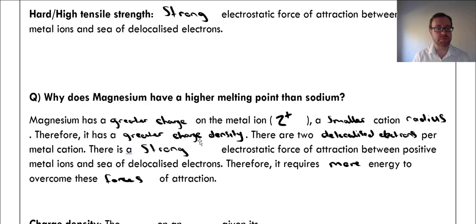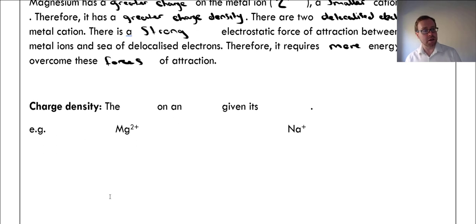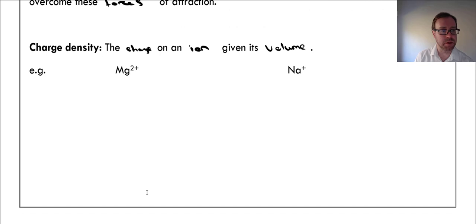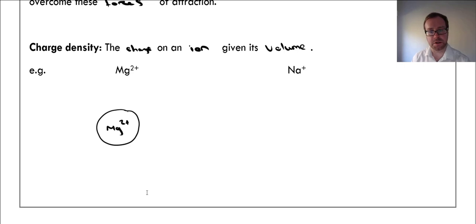Okay, but I use this phrase, charge density. So charge density means the charge on an ion, because we're talking about ions, so I should really put charge density of an ion, given its volume. For example, if I have Mg2+, and say it has this radius, and it has a charge of 2+.